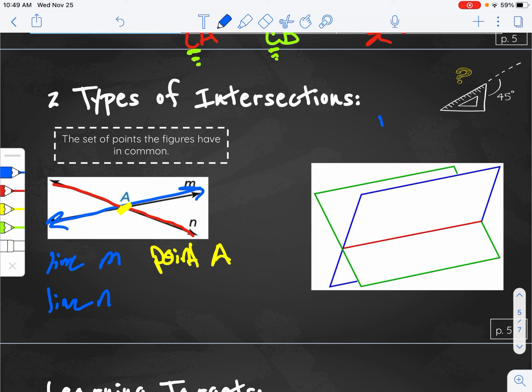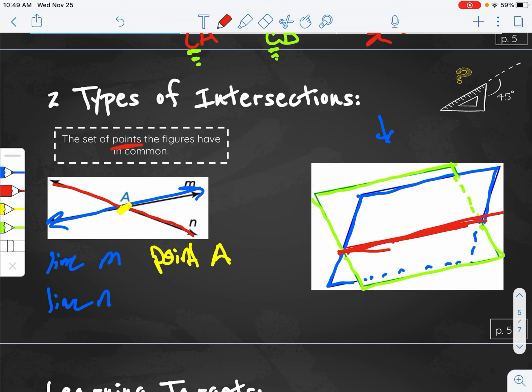Now in this diagram, on the far side, it's a little bit more difficult to see, but we have a plane right here, and that would go through the back. And a plane here. Two separate planes, and they intersect here in the red. Now we can say that this is still an intersection, because remember, our definition of an intersection is the set of points figures have in common. And you might look at this red and say, hey, that's a line, not a point, so that doesn't count as an intersection.